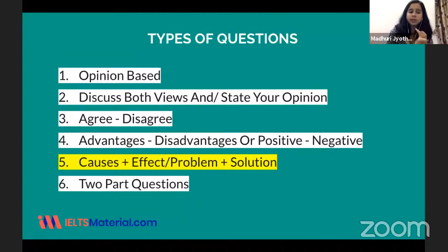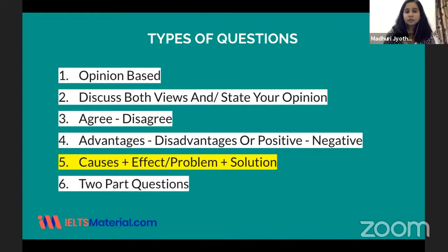So it will be how to structure an opinion based essay, how to structure an agree disagree essay, how to structure. So slight differences are there for each type. But if you have been referring to some of the material anyway, since you've been preparing, you would still be able to understand some types of essays as well. But if you have not been able to, you can also refer to the IELTS material website. So they have broken down everything in there, and then you'll be able to understand each type of question.